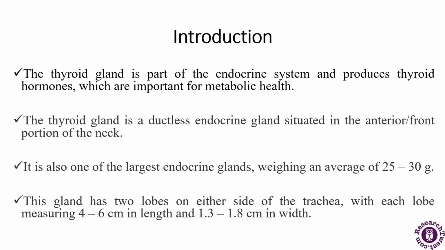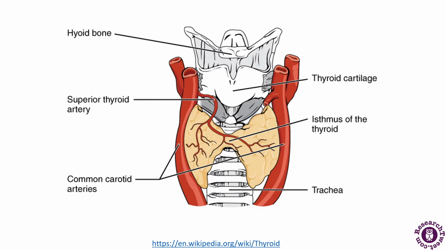What is the average weight of this gland? The average weight is about 25 to 30 grams. This particular gland has two lobes on either side of the trachea, with each lobe measuring about 4 to 6 centimeters in length and 1.3 to 1.8 centimeters in width. So this is the length and width of each lobe of the thyroid gland. Now, this is a diagrammatic representation of how a thyroid gland looks.